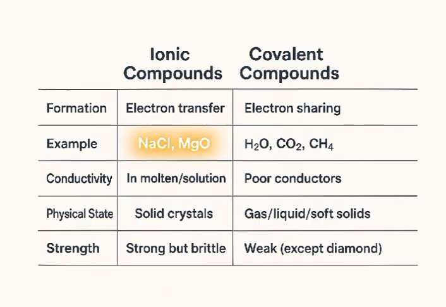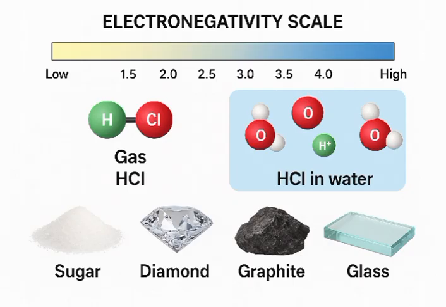Here are exam-smart insights beyond your NCERT. 1. Electronegativity rule. If the difference is greater than 1.7, ionic. If less than 1.7, covalent. Example: HCl is polar covalent. 2. HCl twist. In gas, covalent. In water, behaves ionic, H plus and Cl minus.